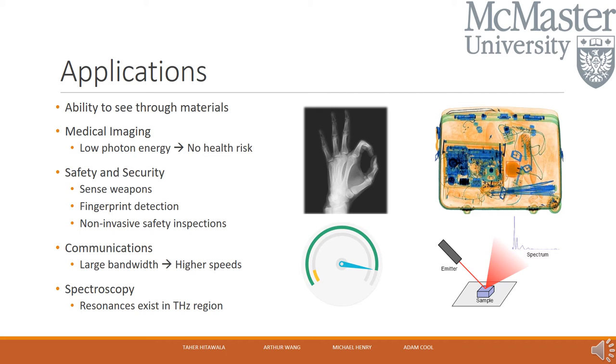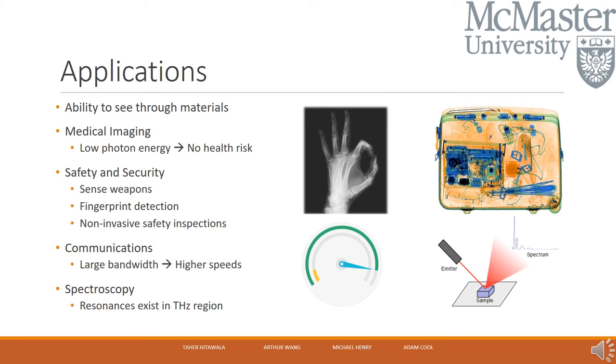For example, in the medical field, it can be used for medical imaging, such as for identifying early stage skin and breast cancer. The terahertz photon energy is too low for the ionization of materials, and thus this non-ionizing radiation is much less likely to cause cancer and genetic mutations compared to X-rays.